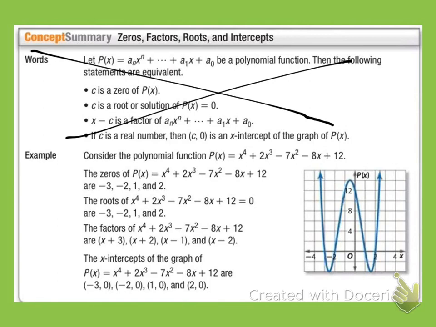How many zeros does this guy have? 4. Okay? And if you look off here to the left, it says those zeros are -3, -2, 1, and 2. Because that's where the graph crosses the x-axis. Good. Look down here. -3, -2, 1, and 2. Notice that it's in function notation, so it's talking about the graph of the function. So that's why they say zeros.